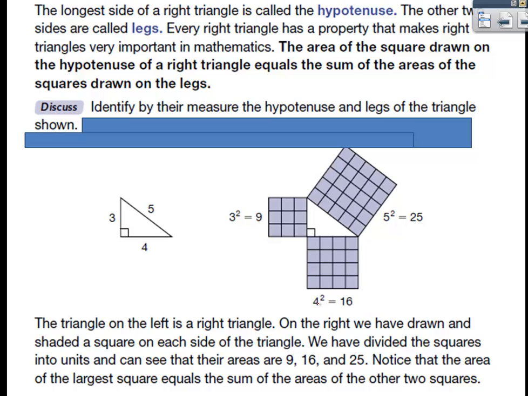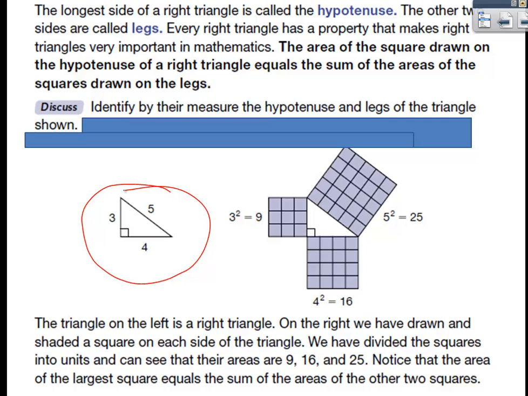Okay, so let's take a look at this. The longest side of a right triangle is always called the hypotenuse. The other two sides are called legs. Every right triangle has a property that makes right triangles very important in mathematics. The area of a square drawn on the hypotenuse of a right triangle equals the sum of the areas of squares drawn on the legs. So if we look at this here, one leg is 3, one leg is 4, and the hypotenuse is 5.